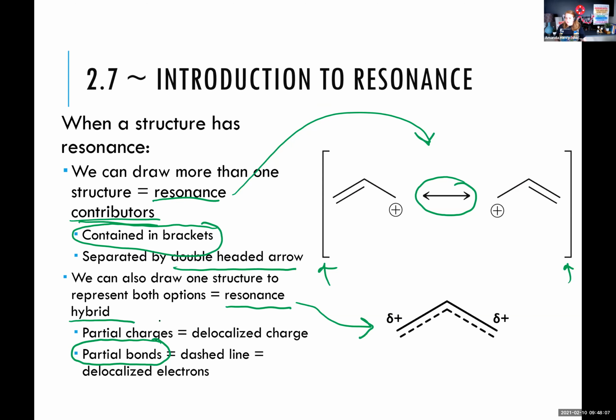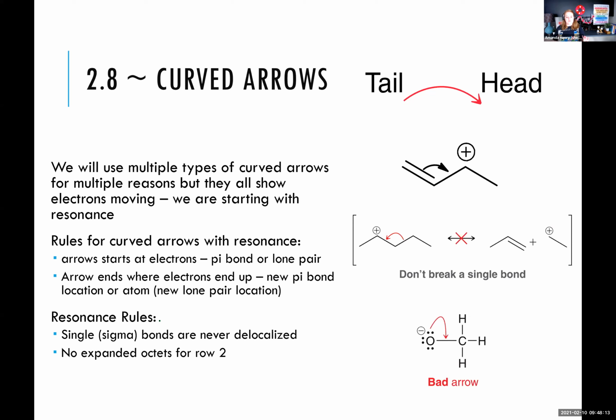So we're going to look at the different ways we can do resonance, some of the rules that go along with it. And actually, we're looking at one more arrow type too. So to show how those electrons are moving, we use a curved arrow. These are also sometimes called electron pushing arrows. And we're going to use these for different reasons throughout the semester. Every time we use a curved arrow, it's showing electrons moving. And so specifically right now, we're looking at resonance.